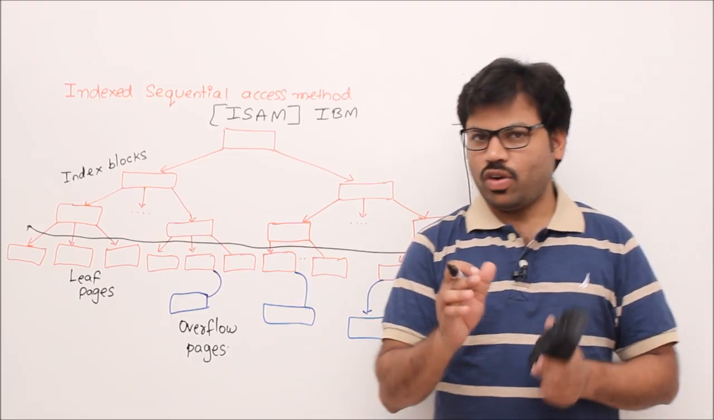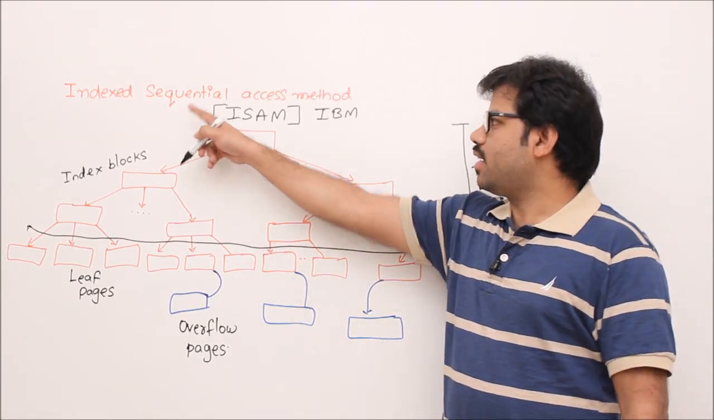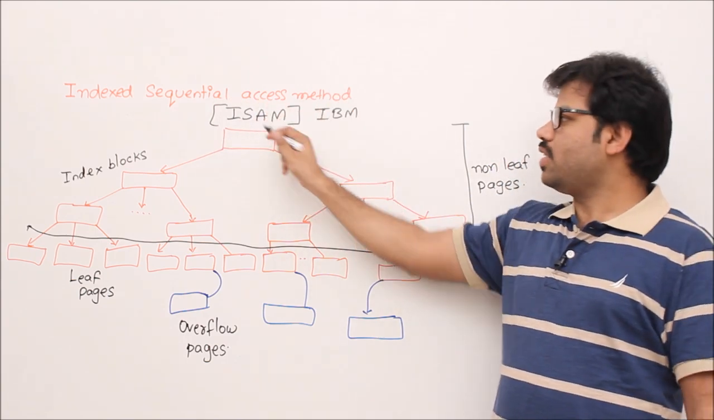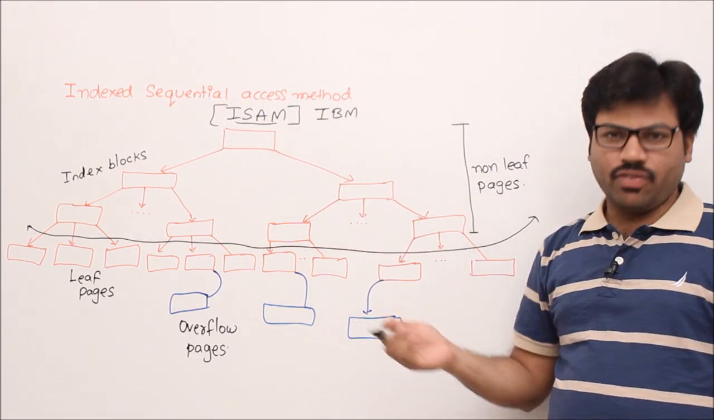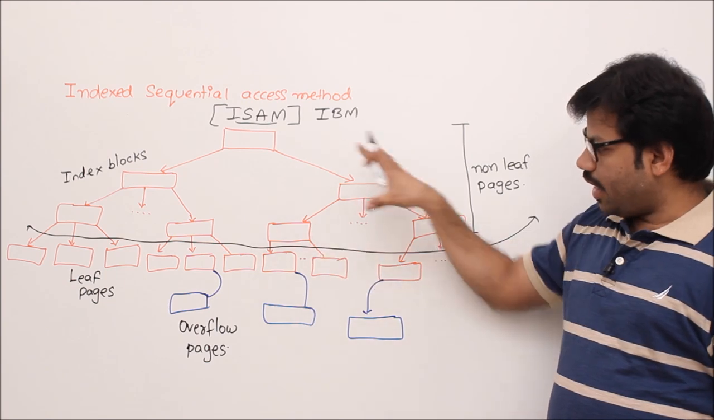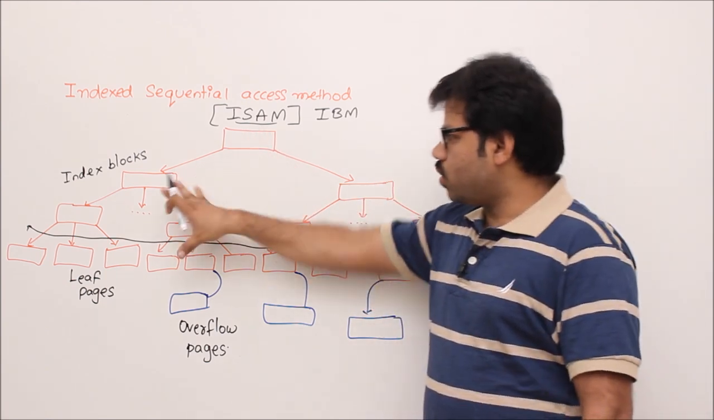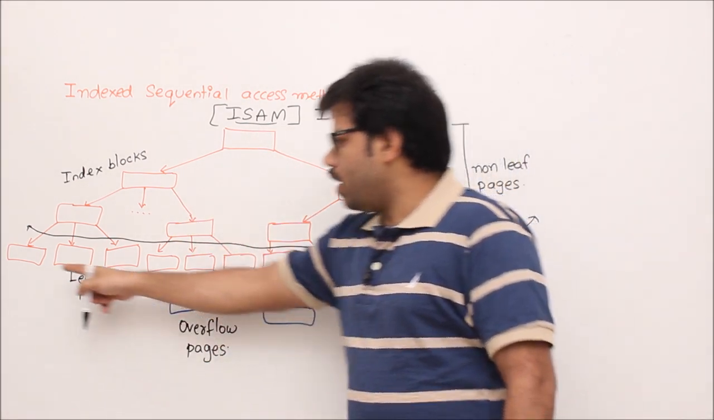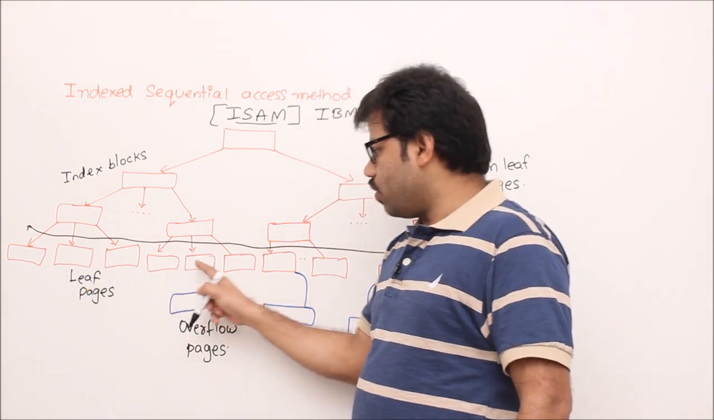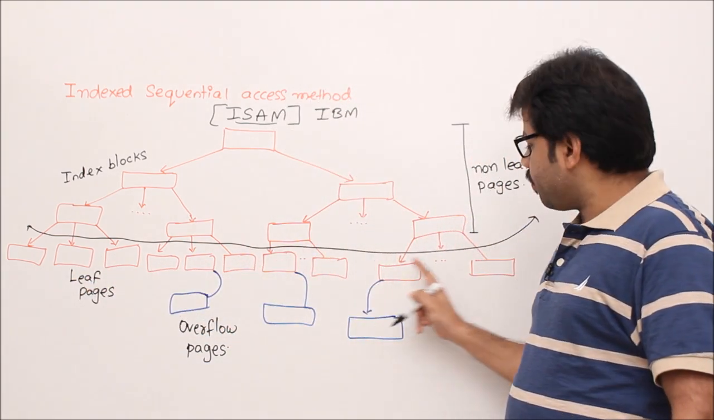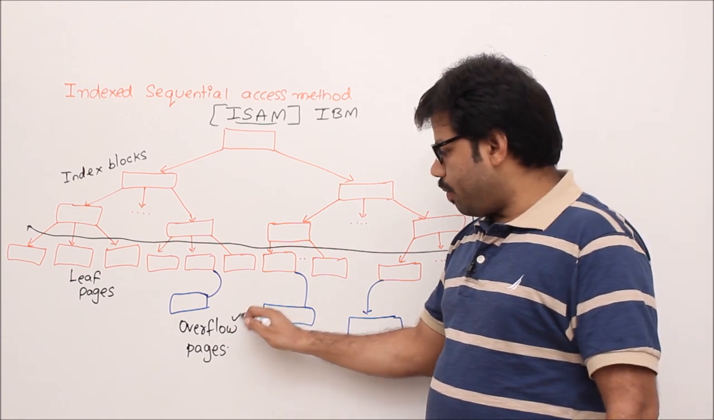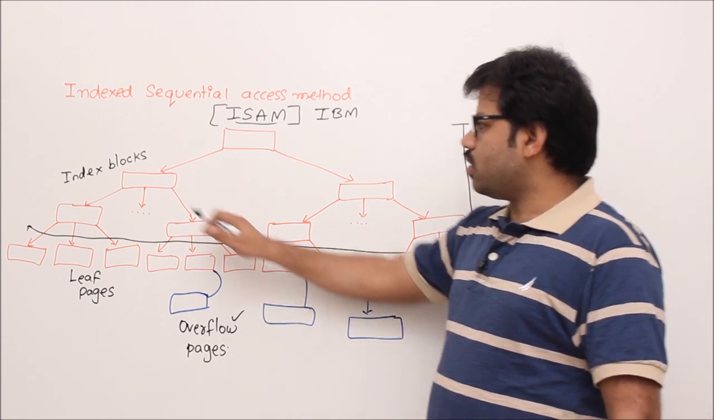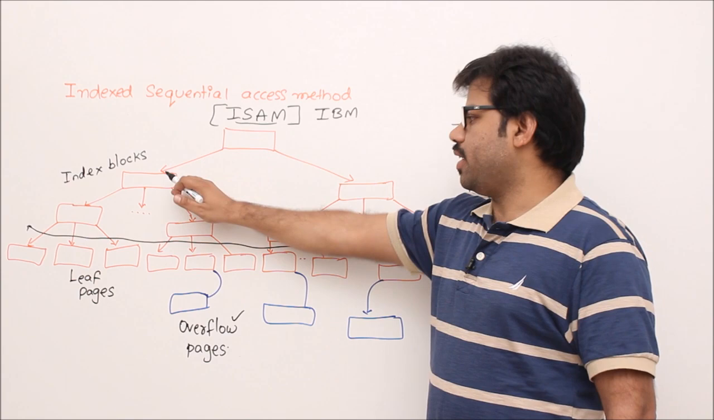Let me introduce one more indexing technique, that is the indexed sequential access method, also known as ISAM. We will see how ISAM works. Let's see the idea about ISAM. These are all the nodes in ISAM. These are the leaf pages, where we actually store your file. These overflow pages we'll discuss later. These are the index blocks, otherwise index pages.